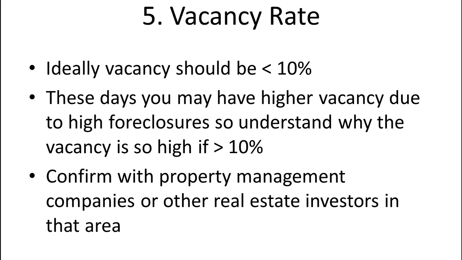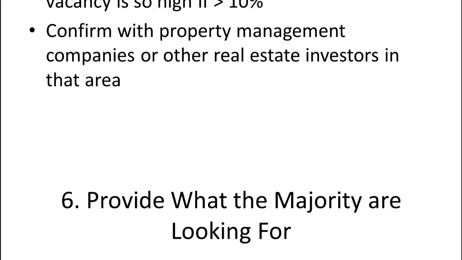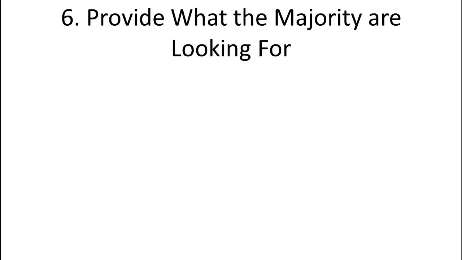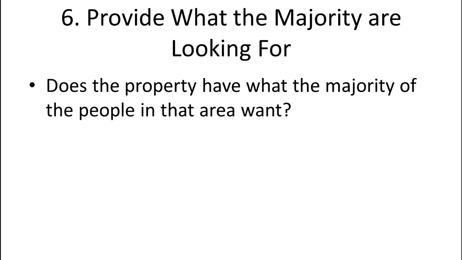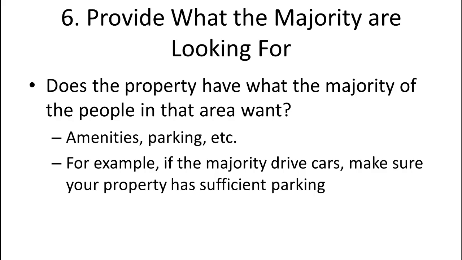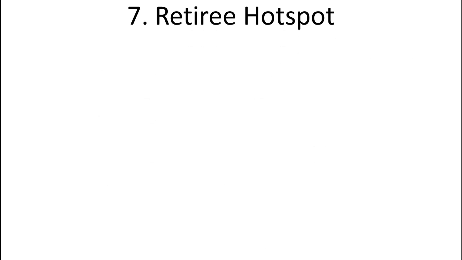And you can confirm these vacancy rates with property management companies and other real estate investors in that area. Number 6 is we want to provide what the majority are looking for. So is the property that we're looking to invest in, does it have what the majority of the people in that area want? And what we mean by that is amenities and parking and stuff like that. So for example, if the majority drive cars in the area, then you want to make sure that your property has sufficient parking. Number 7 is the retiree hotspot.